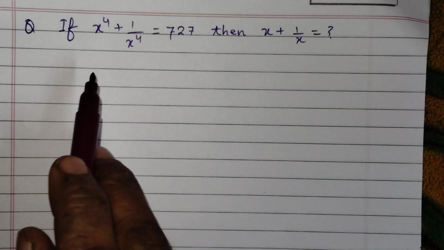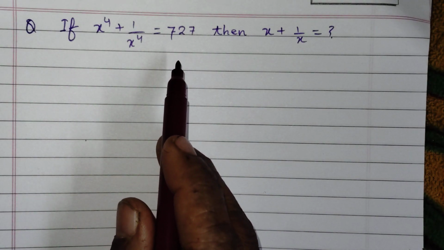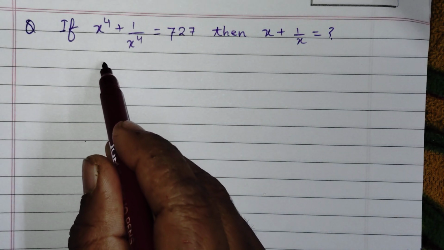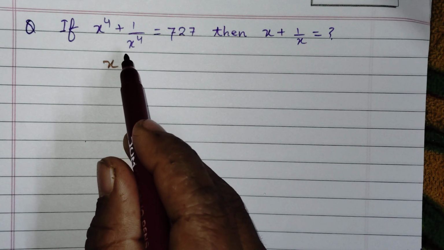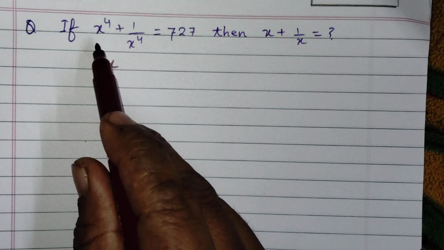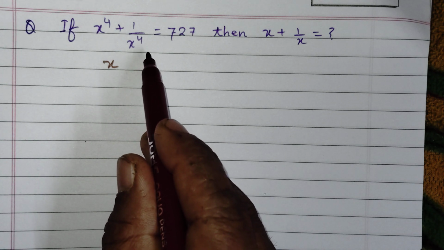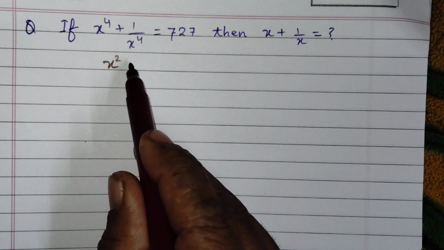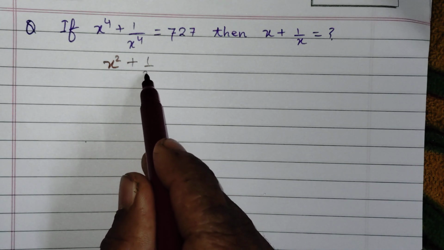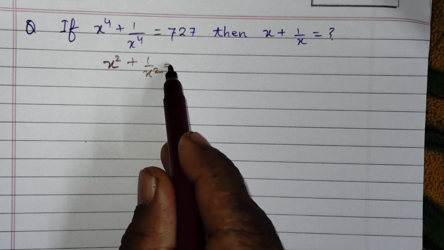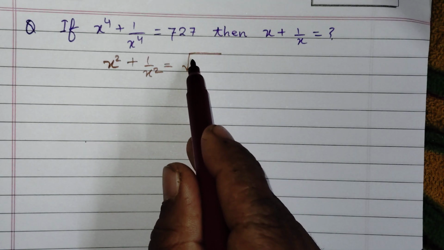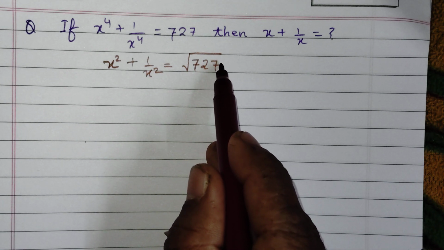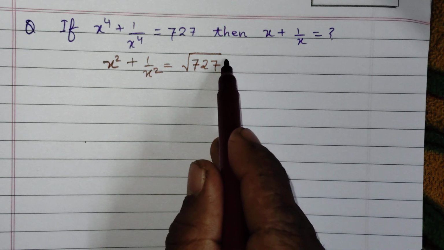The question is, if x4 plus 1 upon x4 equal to 727, then find x plus 1 upon x. So what we do, we add 2 to both sides, it becomes a whole square, like a square plus b square plus 2ab. So we need 2 in this. So it becomes x square plus 1 upon x square equal to square root of 727, then plus 2.